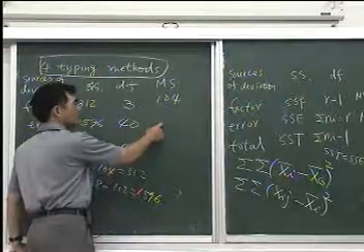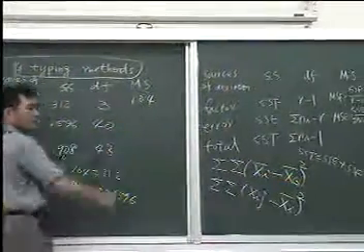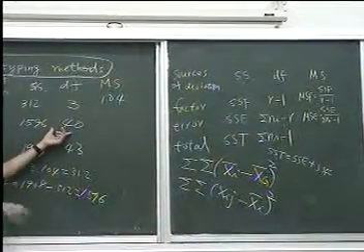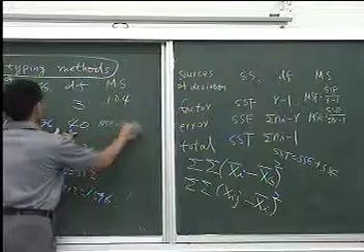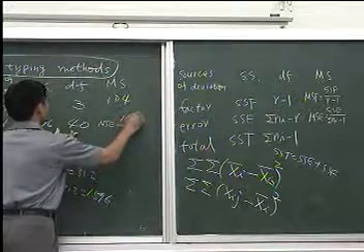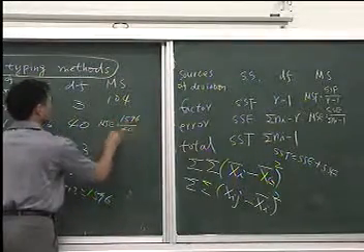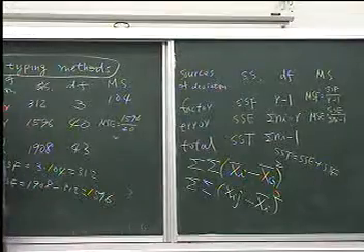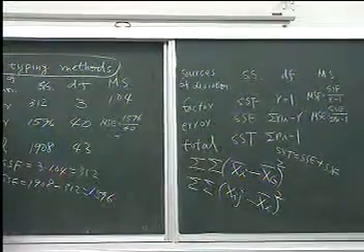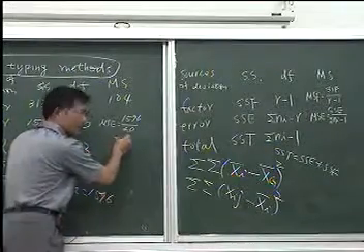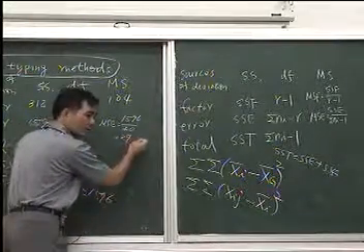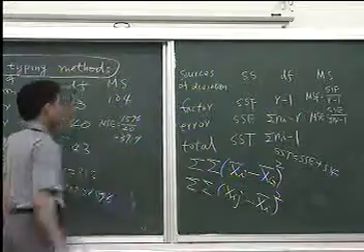So what about here? Can anyone tell me what should be this number here? This number is MSE. That is equal to 1596 divided by 40, right? So how much should that be? 39.9, okay, 39.9.